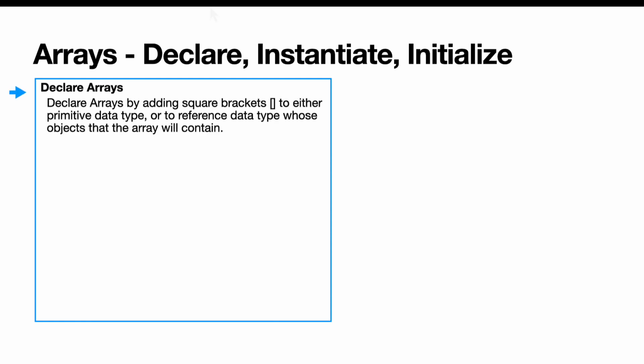Let's see how to declare, instantiate, and initialize arrays. Arrays are declared by adding square brackets to the type of elements that the array will contain, which can be either a primitive data type or a non-primitive data type. The syntax for declaration is type followed by square brackets and then the variable name. Note that when an array is declared, memory is not yet allocated to the array.